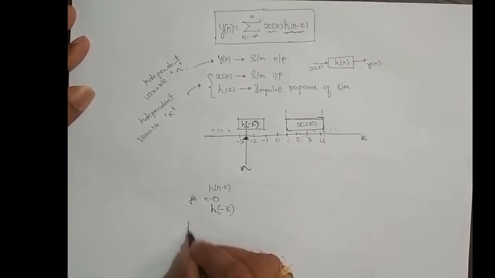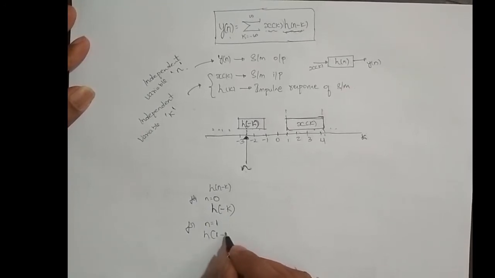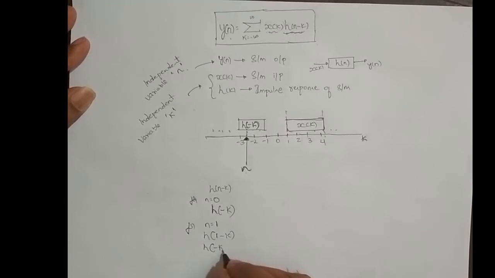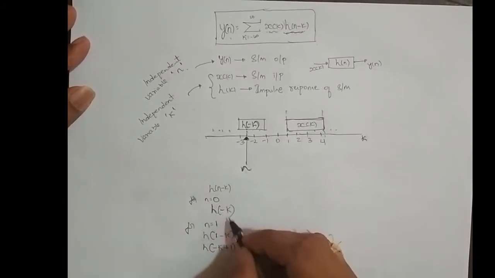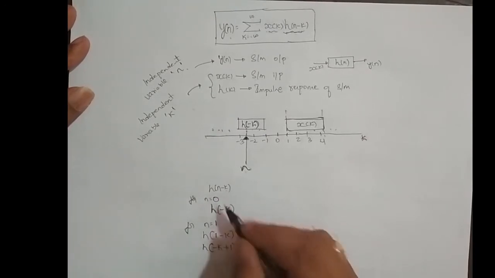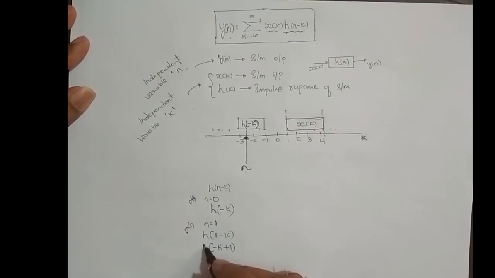Now for n equal to 1, what do I have? h of 1 minus k. I can write it in a standard form, h of minus k plus 1. Mind you, the independent variable here is actually k. n is just a variable taking an integer value. That's why I wrote it as h of minus k plus 1 as per the standard form.